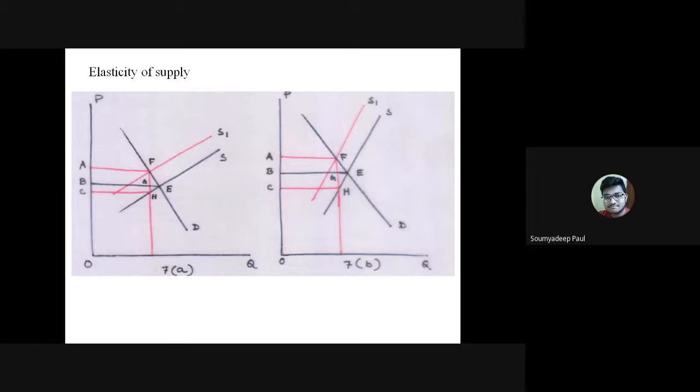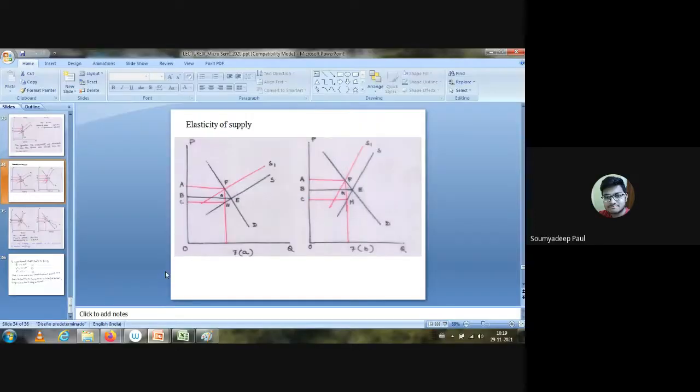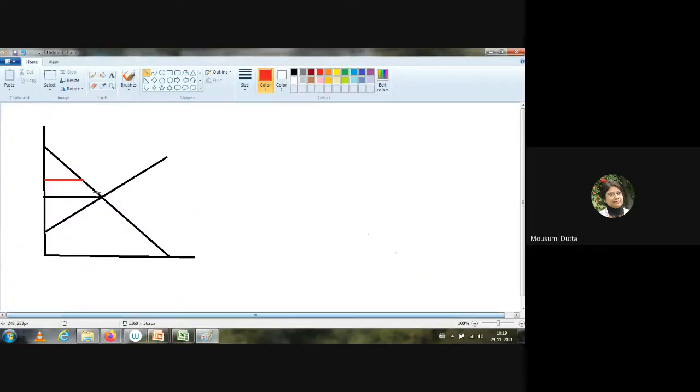Yes, ma'am. Okay. It will be better if I draw at least one diagram in the board. Yes, ma'am, that would be better. Okay, so please draw this part.